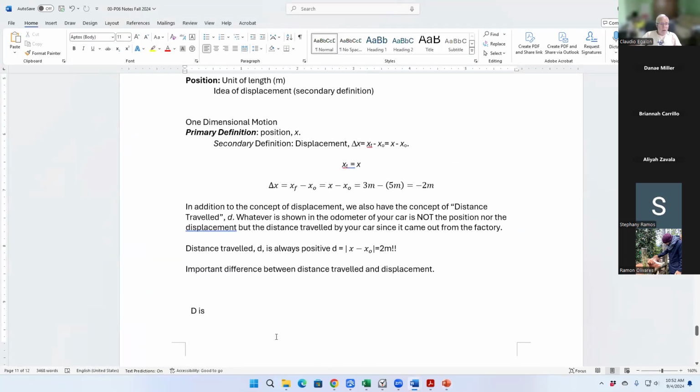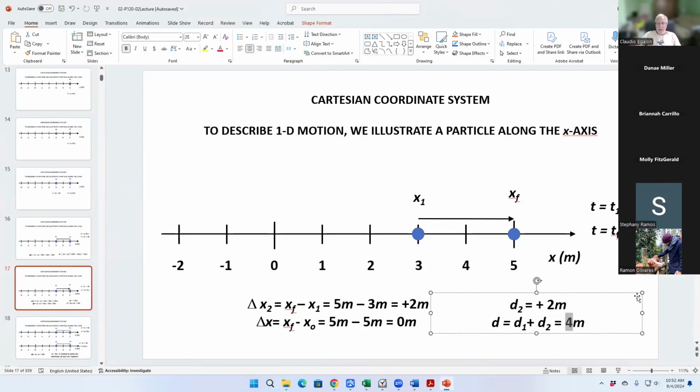Okay, so here you go. Professor, can you go back to the slide you were just on? Okay, you want the drawing? Yes, please, this one here. So distance is on the right and displacement is on the left for the formulas? Yeah, this one is distance traveled, and this one here is displacement. That's right. Thank you. On the left is displacement, on the right is distance traveled.